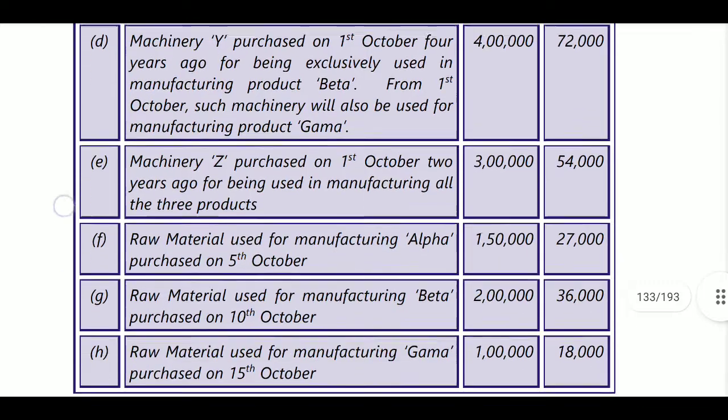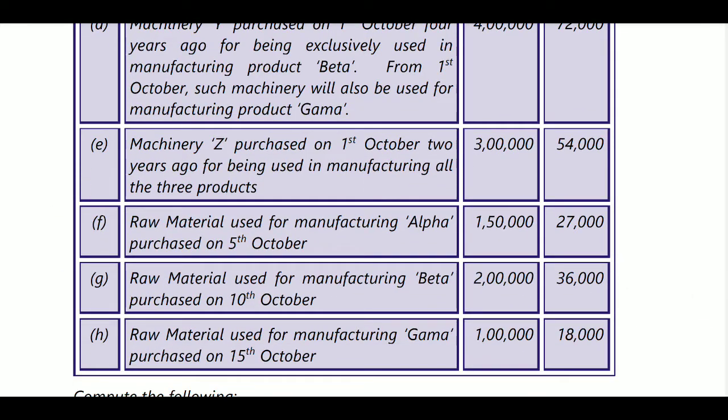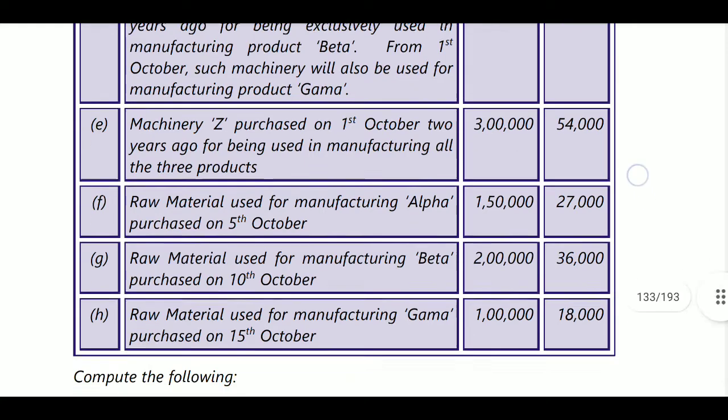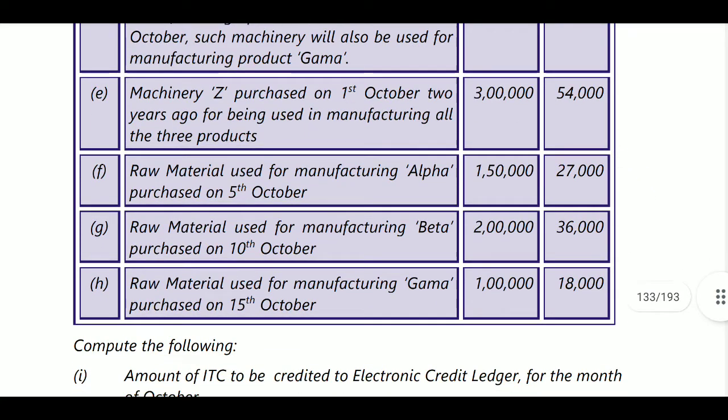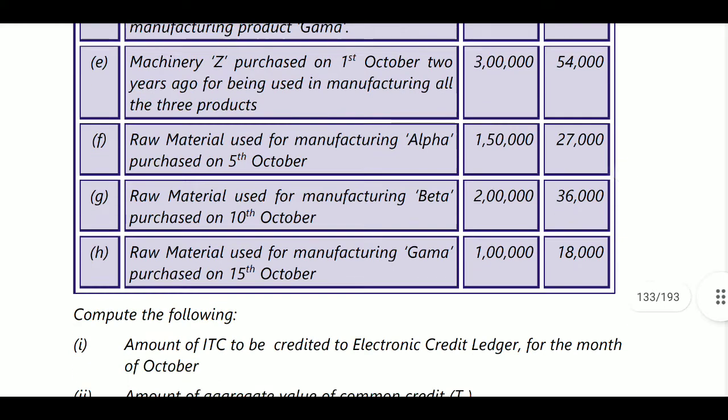Next, raw materials used for manufacturing alpha purchased on 5th October, 27,000. It will be considered for ITC. 27,000 will be considered ITC. Next, raw material used for manufacturing of beta purchased on 10th October, 36,000. Beta is related to an exempted product, so it will not be considered. Next, raw material used for manufacturing gamma. So it is an eligible product. It is a taxable product.